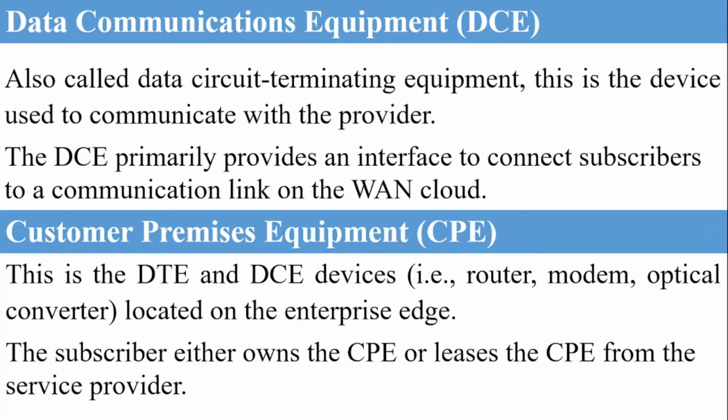And the other one is the data communications equipment, or the DCE. This is also called data circuit terminating equipment. This is the device used to communicate with the provider. The DCE primarily provides an interface to connect subscribers to a communication link on the WAN cloud.